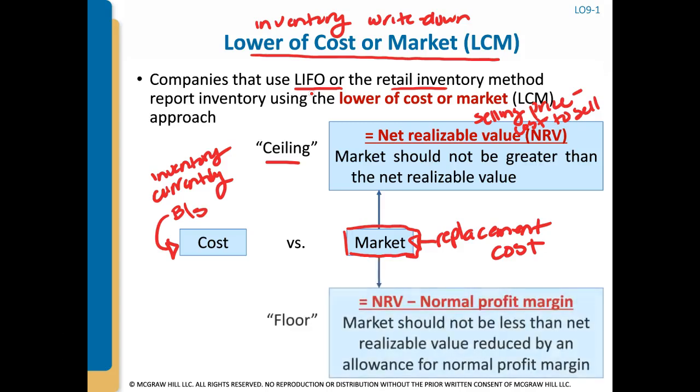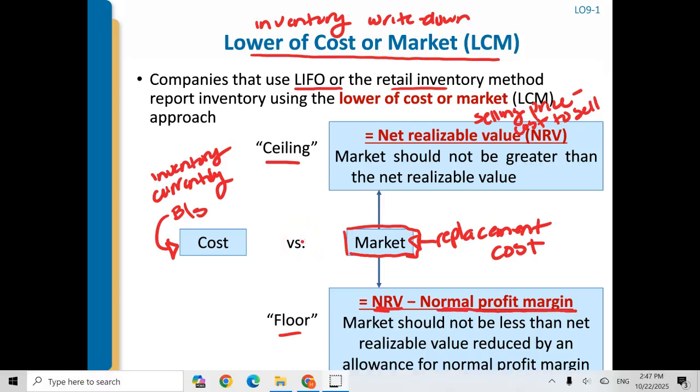And there's also a floor, which is your net realizable value, your selling price minus the cost to sell, less a normal profit margin. So it says the market should not be less than the net realizable value reduced by the allowance for normal profit margin.